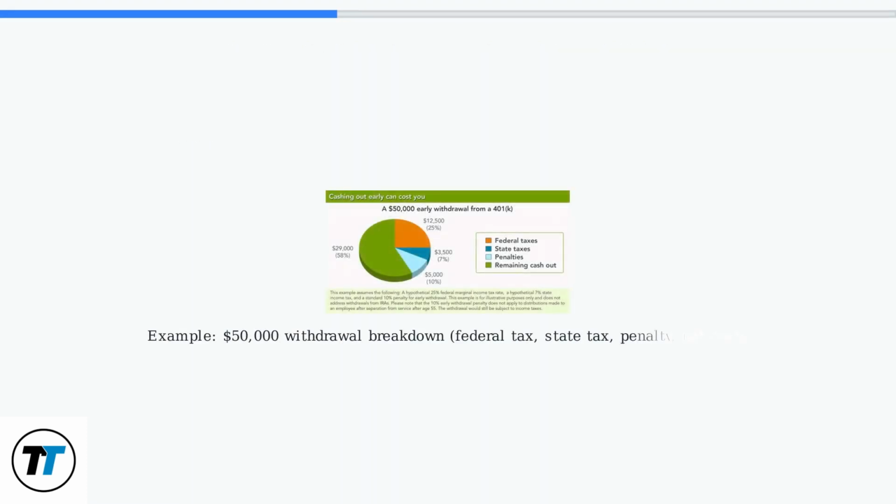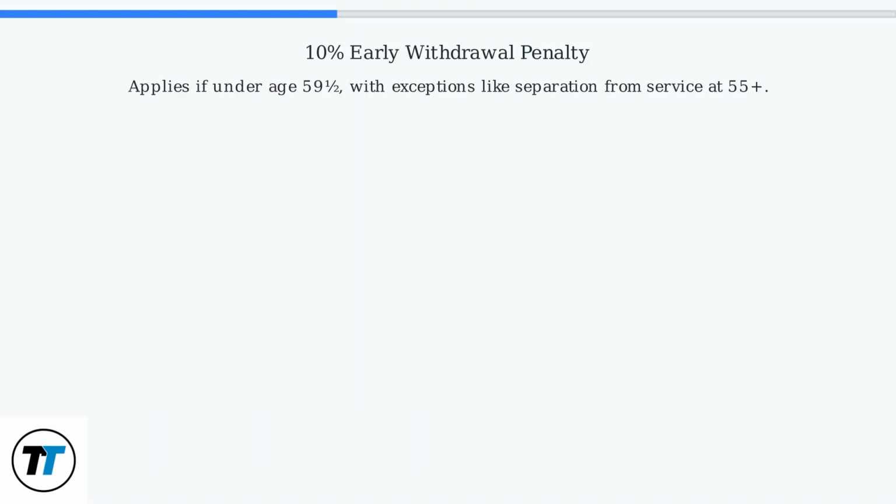For example, withdrawing $50,000 might result in $12,500 for federal taxes, $3,500 for state taxes, and a $5,000 penalty, leaving $29,000 in cash. This assumes a 25% federal rate, 7% state rate, and 10% penalty. A 10% penalty applies to early withdrawals if you're under age 59.5.